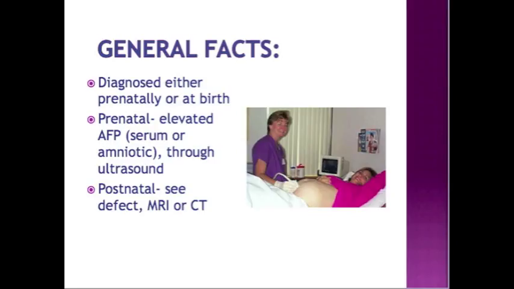As far as diagnostics for a child with spina bifida, they either will be diagnosed prenatally from ultrasounds, or it may occur at birth when the baby is actually born and you see the defect on the back. Prenatally, they're going to do ultrasounds, as I said. They also are going to draw a serum AFP on the mother. All women at around 16 weeks gestation will have a number of tests run blood work-wise on them, and this is one of them.